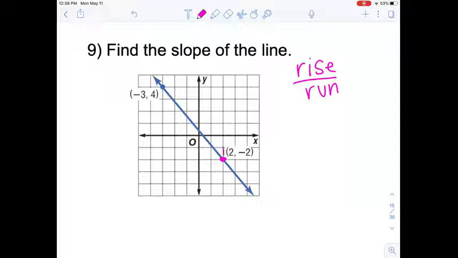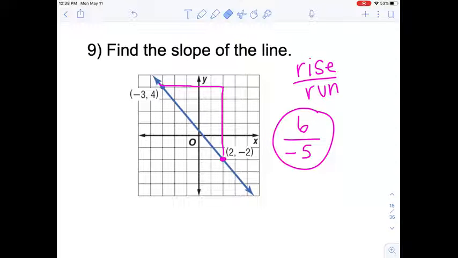And our rise is how far up or down we have to go. So in this case, we have to go up 1, 2, 3, 4, 5, 6 to get to that next point. So our rise is up 6, which is positive 6. Our run is how far left or right we have to go. In this case, we have to go left 1, 2, 3, 4, 5, which is negative 5 since we went to the left. And there's our slope, 6 over negative 5.